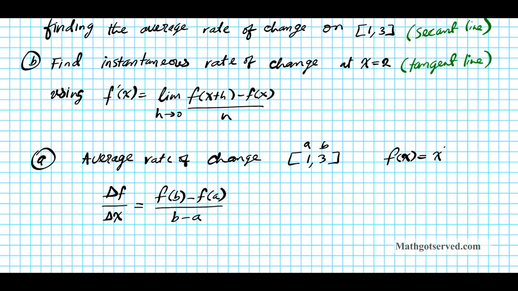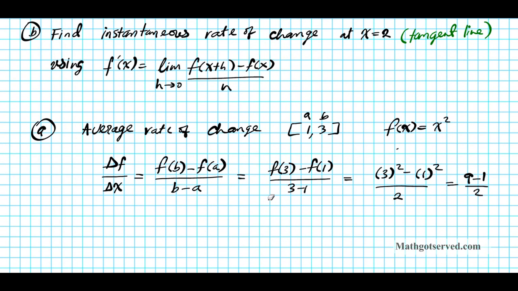In this example, f of x is equal to x squared. All right, so let's go ahead and do it. So b is 3 and a is 1, so f of 3 minus f of 1 over 3 minus 1. Now we're going to input these values into our function. So we're going to have 3 squared minus 1 squared over 3 minus 1, which is 2. So 3 squared is 9, minus 1, over 2. 9 minus 1 is 8. 8 over 2 equals 4. All right, so there goes the average rate of change.